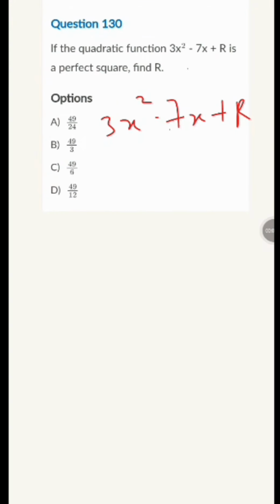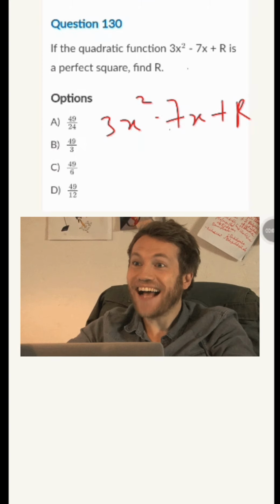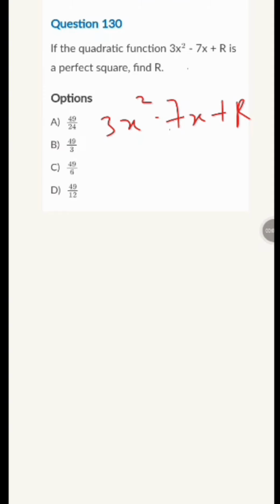In this video, I'm going to teach you a very interesting question for UNILAG 2024 Post-UME. This is a likely question, so stick to the end of the video so you can learn how to solve something like this. We are told that if the quadratic equation 3x squared minus 7x plus r is a perfect square, we have to find r. So this is the question here.